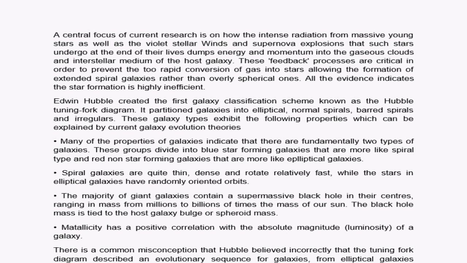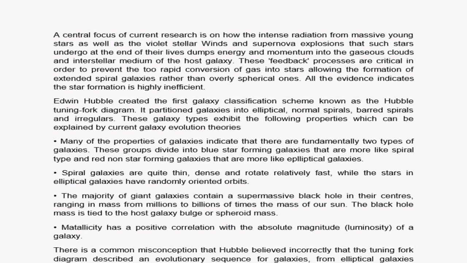Many of the properties of galaxies indicate that there are fundamentally two types of galaxies. These groups are divided into blue star-forming galaxies that are more like spiral types, and red non-star-forming galaxies that are more like elliptical galaxies. Spiral galaxies are quite thin, dense, and rotate relatively fast, while the stars in elliptical galaxies have randomly oriented orbits.